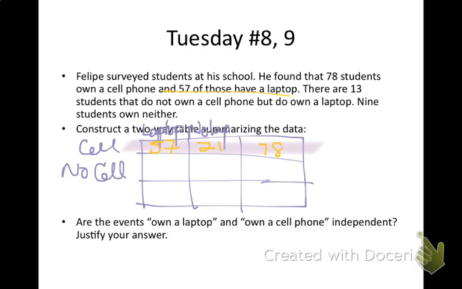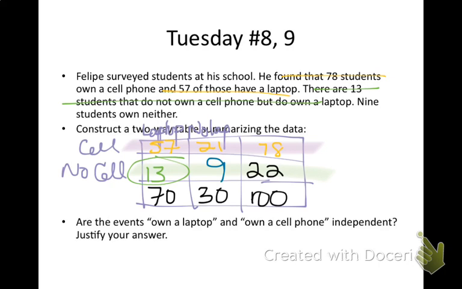Then let's look at the other information. 13 students do not own a cell phone, so that's the second row. Do not own a cell phone, but do own a laptop. Well, that goes in here. So 13 do not own a cell phone, but do own a laptop. And then 9 students own neither. That goes right here. So then we can do a little bit of adding. 21 plus 9 is equal to 30. 57 plus 13 equals 70. So there's 100 altogether. 13 plus 9 equals 22. And these add up to 100, and these add up to 100, so we're good.